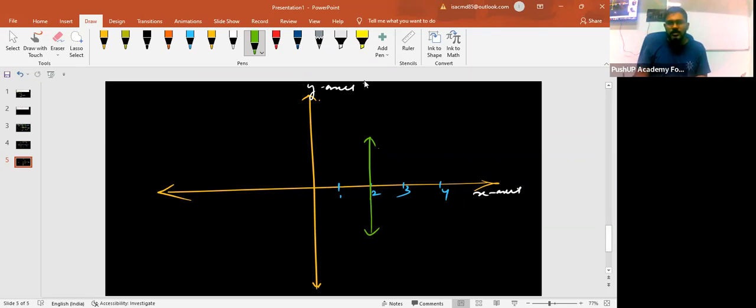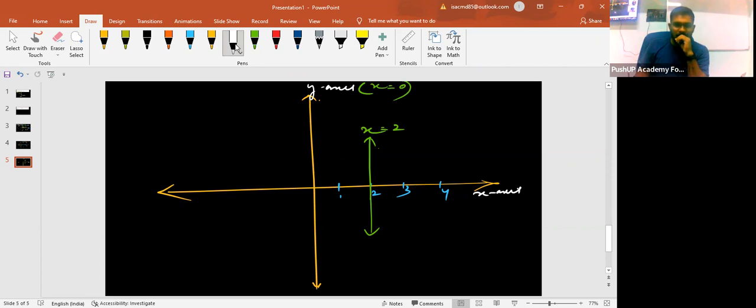Very good. Because you know the y axis is what? X is equal to 0. So I have drawn a line which is parallel to the y axis. So it should start with x. Through which point it is passing? 2. So x is equal to 2.